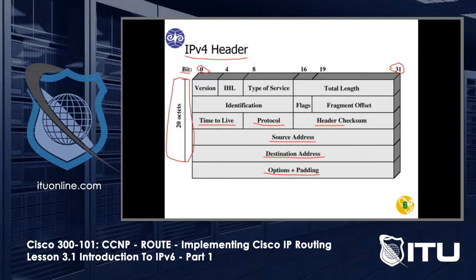There's a header checksum which confirms that the data got there in its entirety. Identification, flags, the fragment offset, the total length, type of service, an IHL, and a version. Okay. This is the IPv4 header by default. Right. This is what the header looks like.